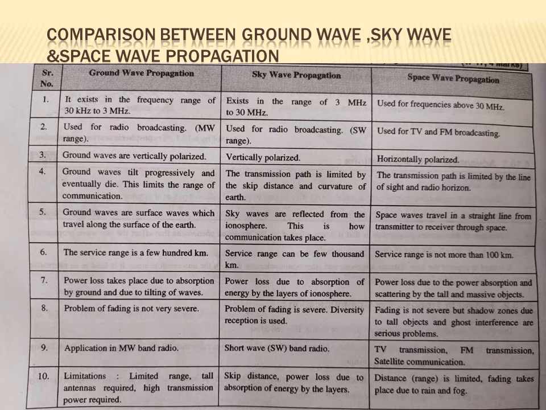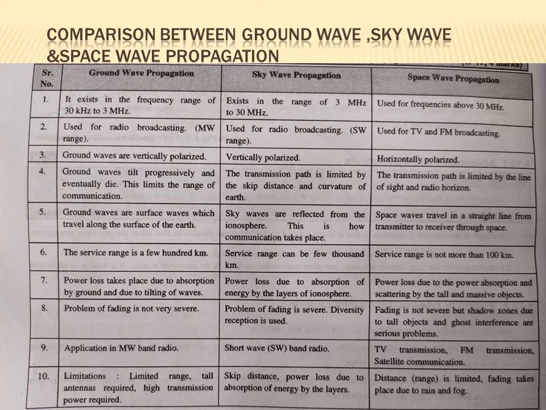Next one is the power loss. Power loss for the ground wave propagation takes place due to the absorption by ground and due to tilting of wave. For sky wave propagation, power loss is due to the absorption of energy by the layers of ionosphere. And for space wave, power loss is due to power absorption and scattering by tall and massive objects. Next one is the problem of fading. The problem of fading is not very severe for the ground wave propagation.